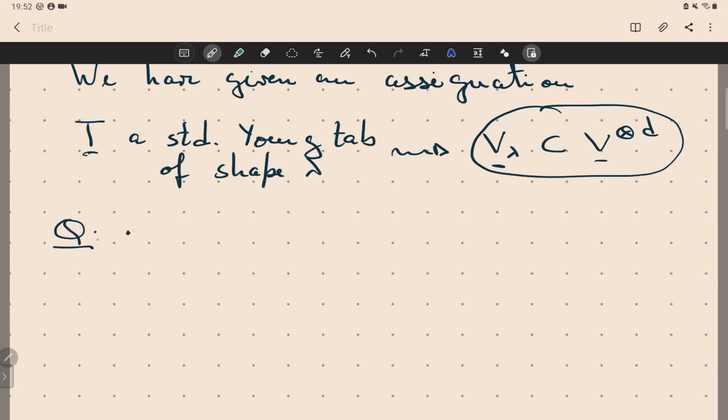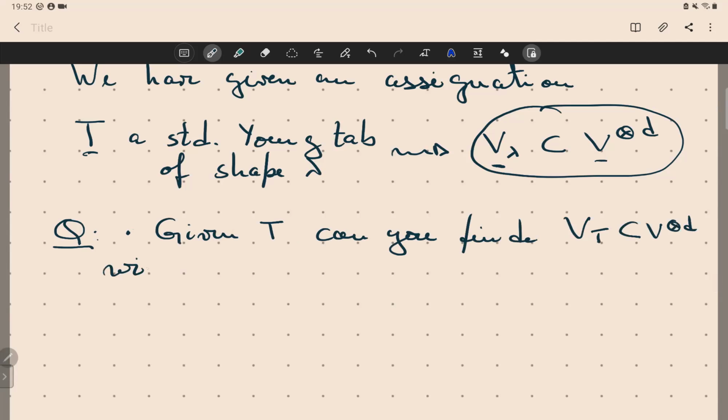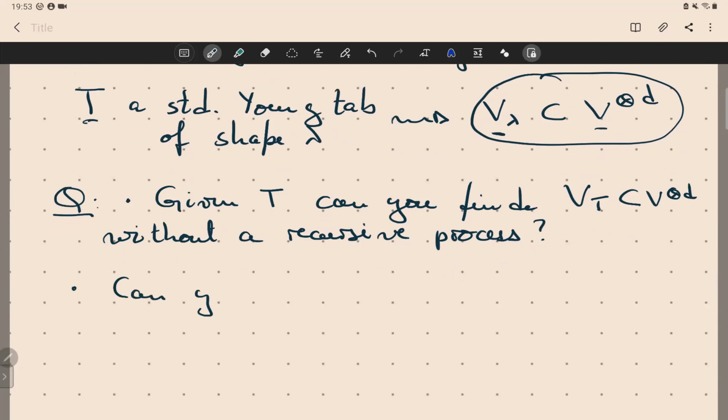For example, given T, can you find the corresponding subspace V_T without a recursive process? Right, so I want to give you V tensor D, and I don't want to go through all the steps of the decomposition. I just want to know which subspace in there is V sub T. One way of doing that is, give me the highest weight vector in here, right? I'm going to call it little v sub t, just like the v lambda was the highest weight of the V lambda.